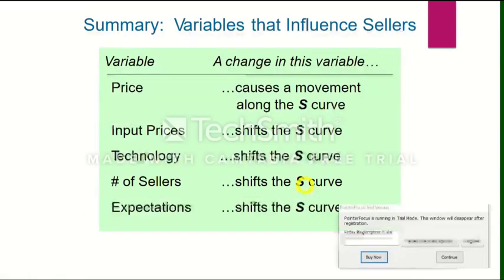Now comes a summary of variables that influence sellers. A change in input prices, technology, number of sellers, and expectations shifts the supply curve either to the right or to the left. And a change in the price of the same product causes a movement along the supply curve. The same phenomenon we discussed in lecture part 1, where we discussed demand in detail.